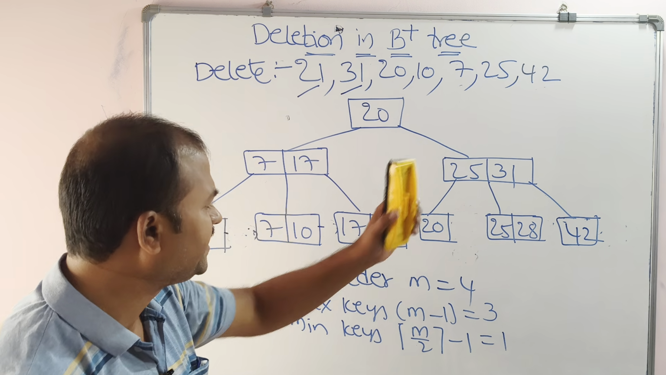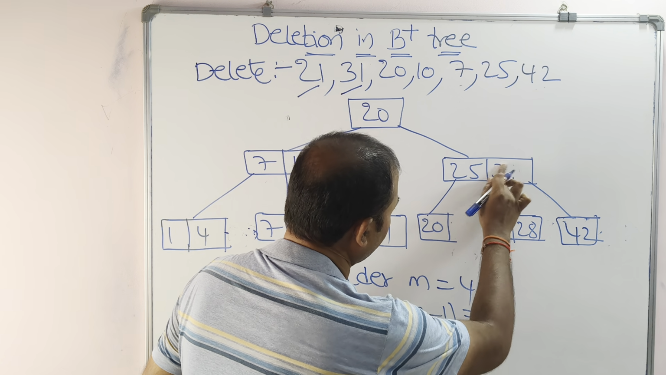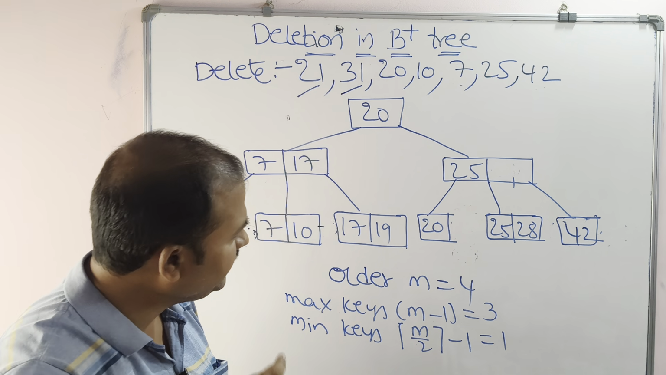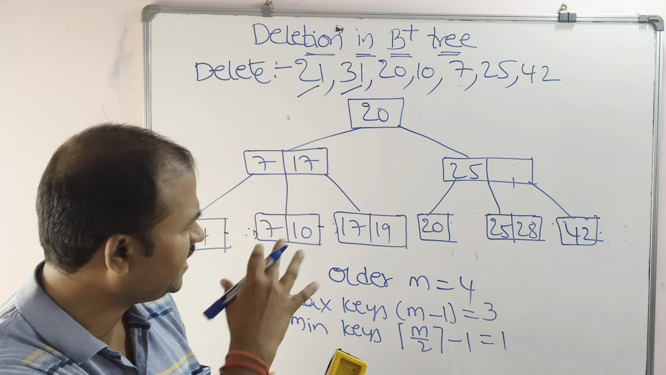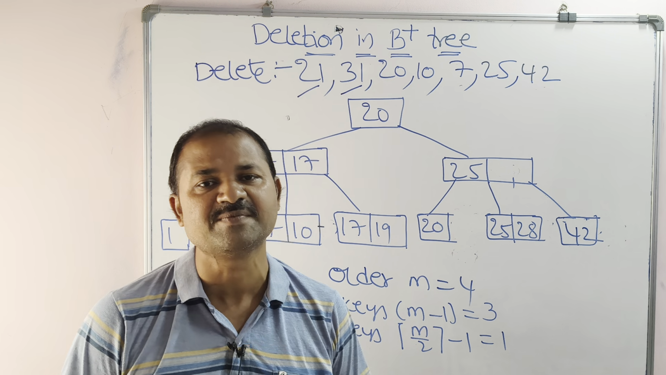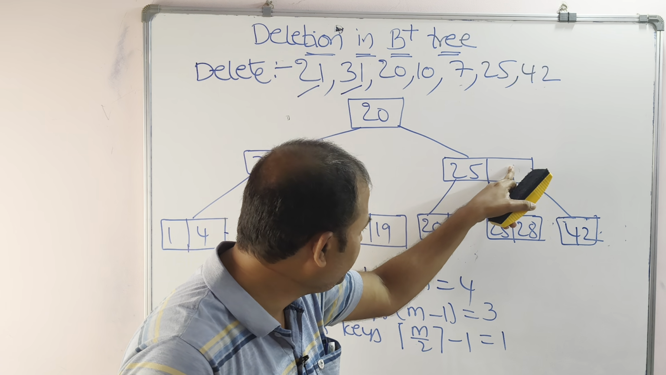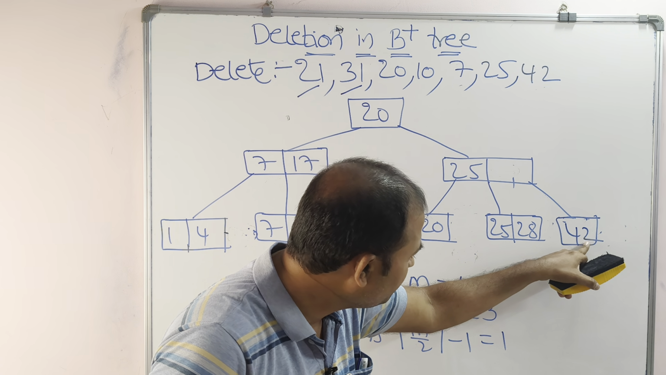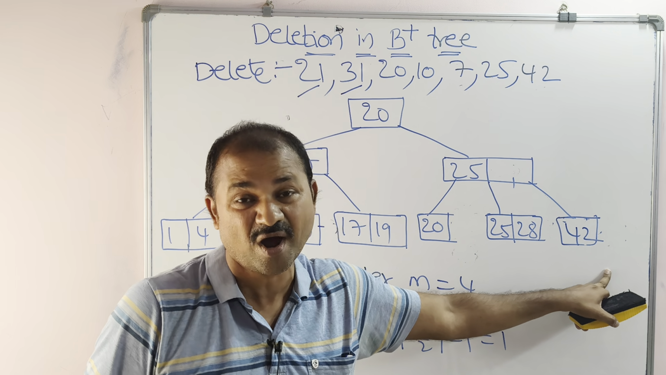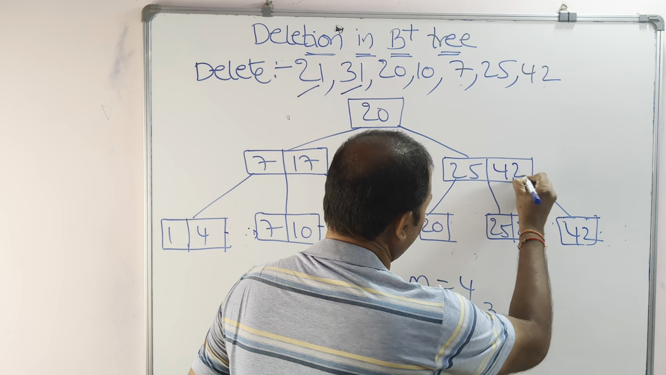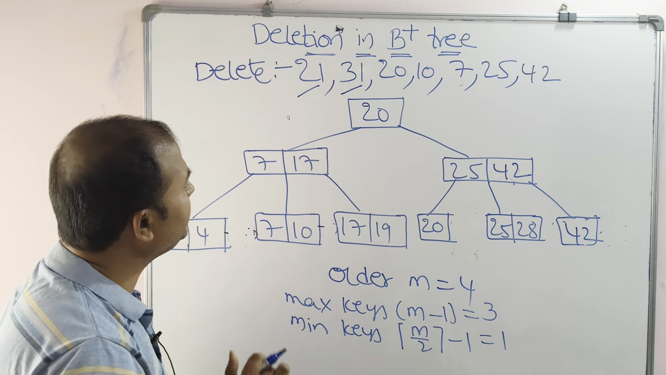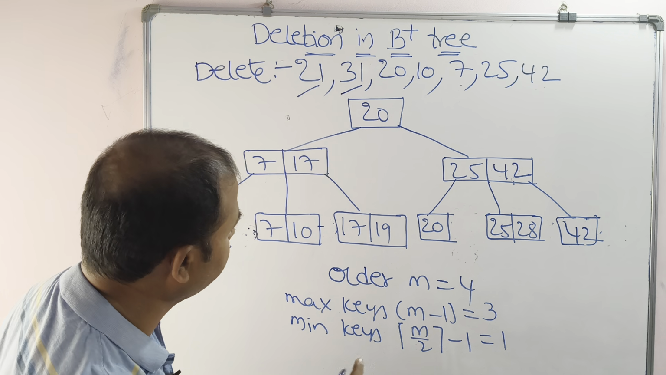Next let us remove 31 from the index node, the internal node. Here also we have more than 1 key, so we can remove it here also. But we have to replace this index with some other index. We have to replace this index with the minimum value of the right subtree. Here what is the minimum value? 42. So copy that value here. After deleting 31, this is the output.